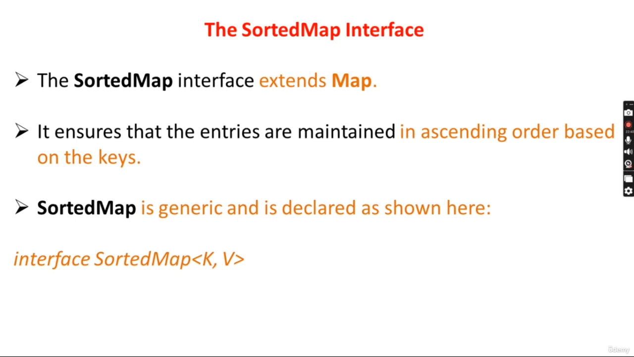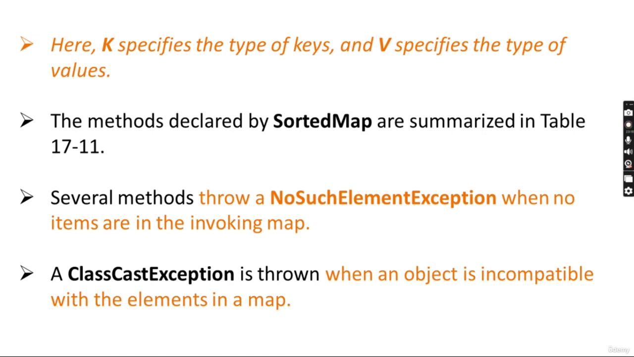Then next is the SortedMap interface. The SortedMap interface extends Map. It ensures that the entries are maintained in ascending order based on the keys. SortedMap is generic and is declared as shown here: interface SortedMap<K, V>. So SortedMap, as the name suggests, first of all extends Map, and second, entries are maintained in sorted, that is ascending, order based on the key, not on the value. Where K specifies the type of key and V specifies the type of value.